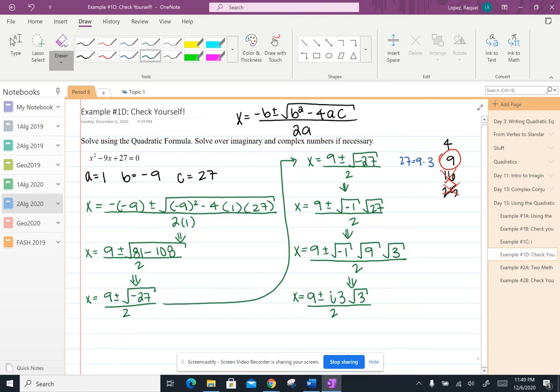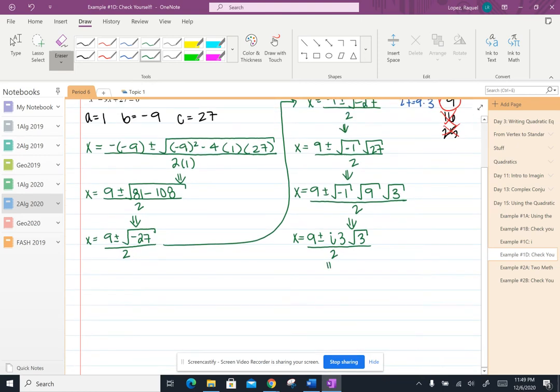So let's clean this up a little bit. And I have x equals 9 plus or minus 3i times the square root of 3, all over 2. And so let's go ahead and break that apart. So one of my solutions is going to be 9 over 2 plus 3 over 2 times i times the square root of 3. And my other solution is going to be 9 halves minus 3 halves times i times the square root of 3.